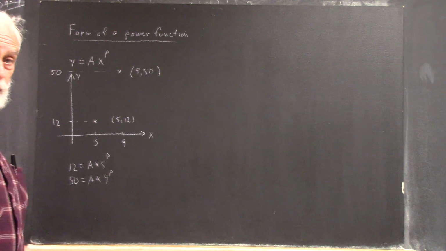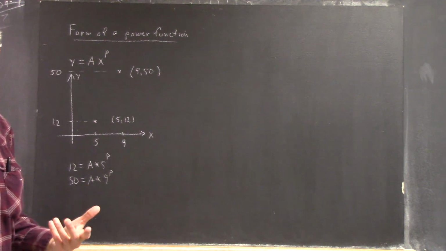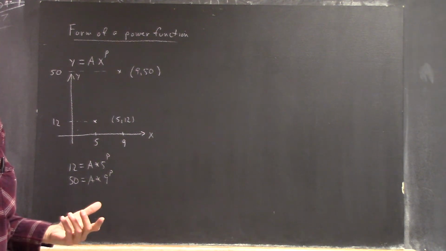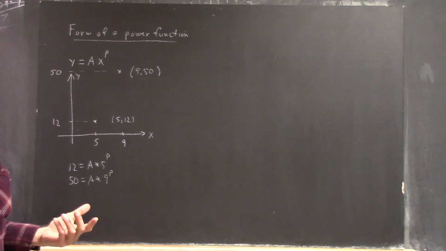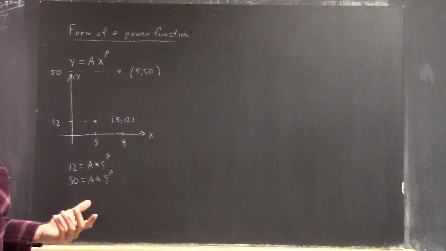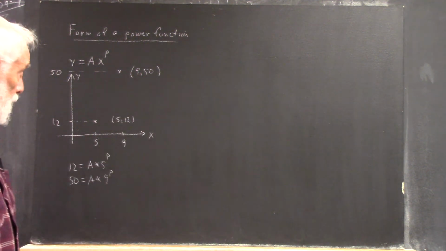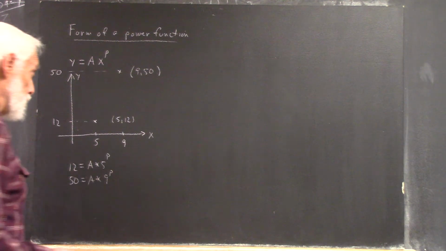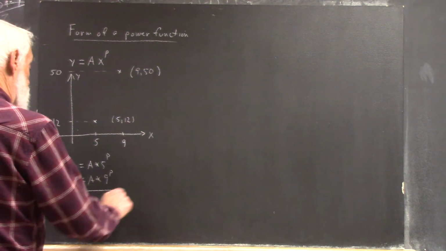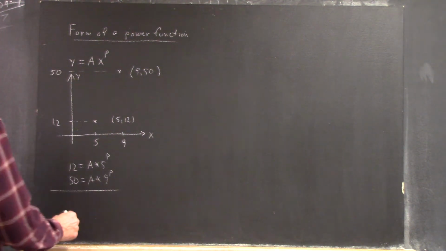How do we solve this? What's the first step we did last time? How did we start? Divided by each other. Yeah, divide one by the other. Now I'll divide the one with the bigger number by the one with the smaller number because that just looks better, but it doesn't matter. You're going to get the right solution either way. So that's not a choice you got to agonize over.